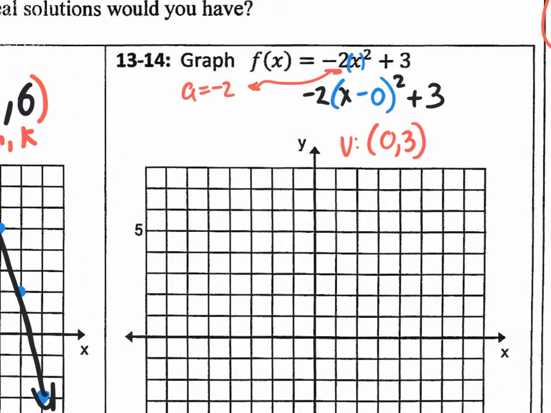So let's go to the coordinate (0, 3): 0 on the x, 3 on the y. Put a dot there. The axis of symmetry is the vertical line going right through that x value of the vertex.